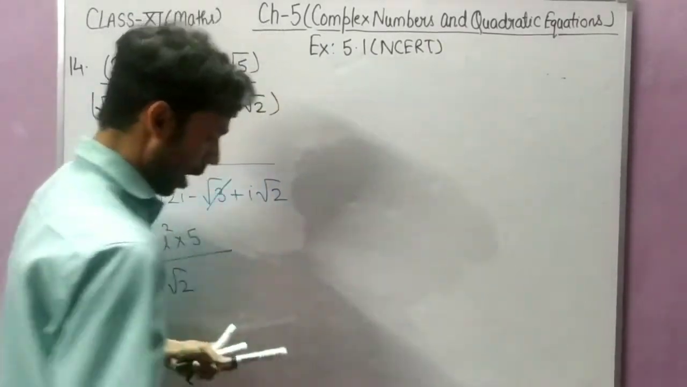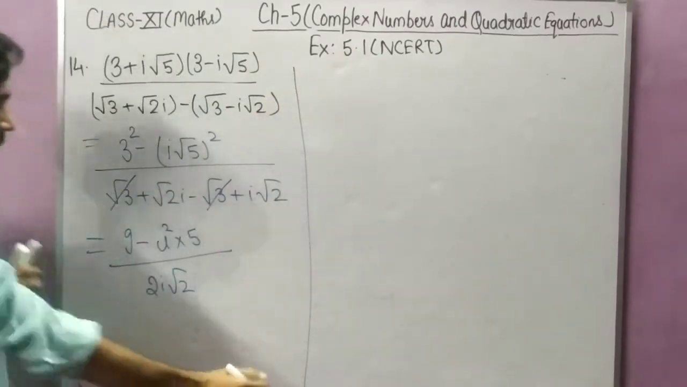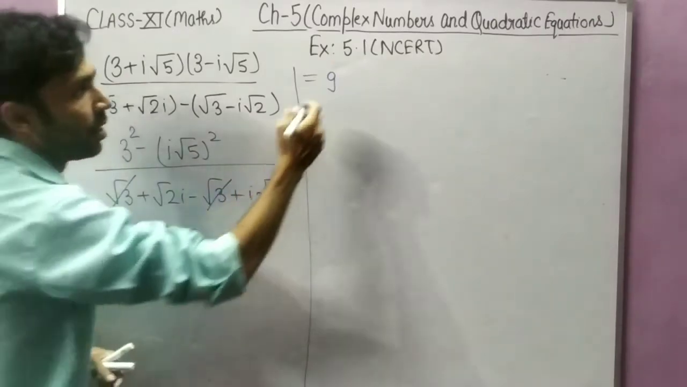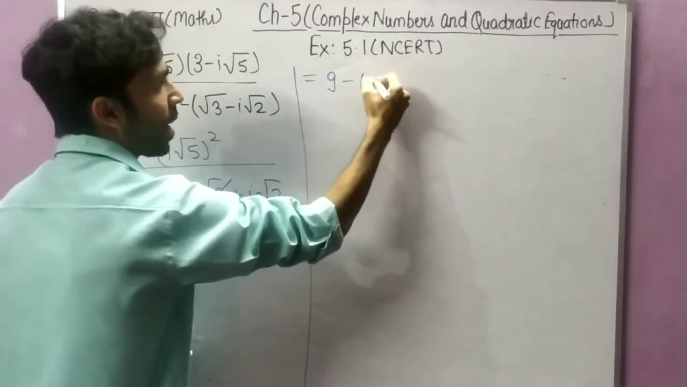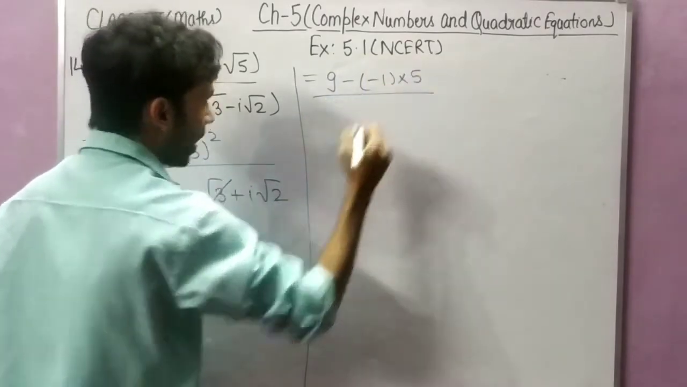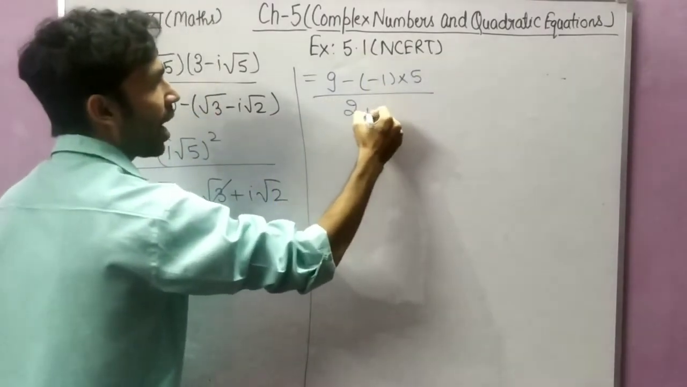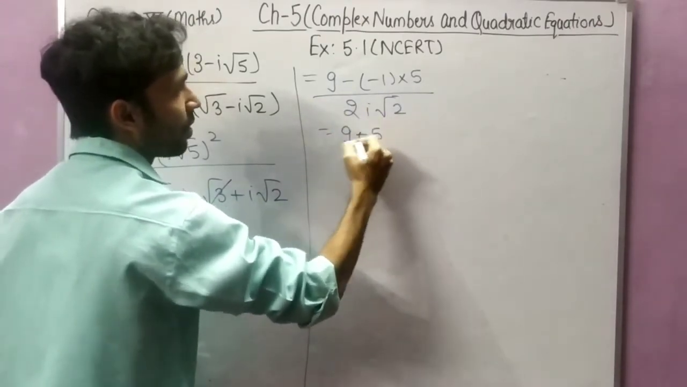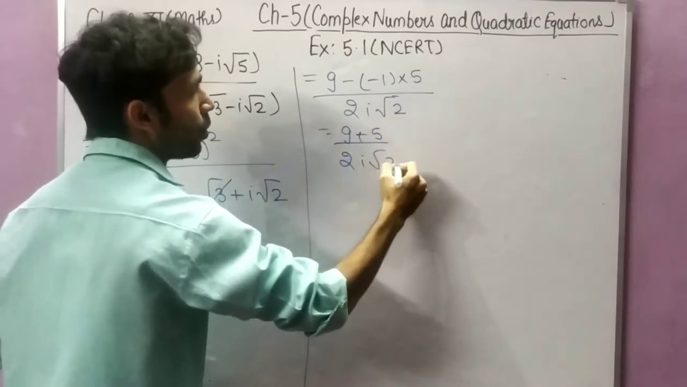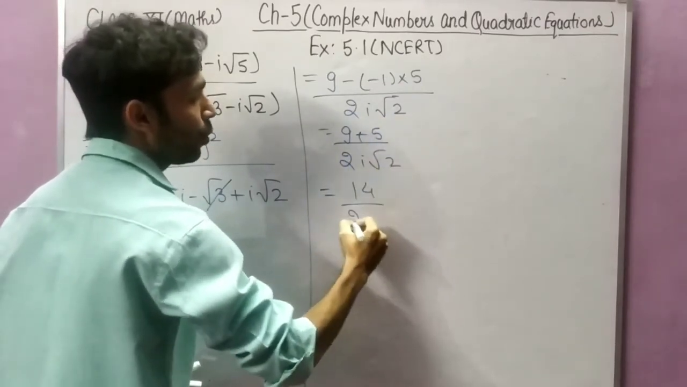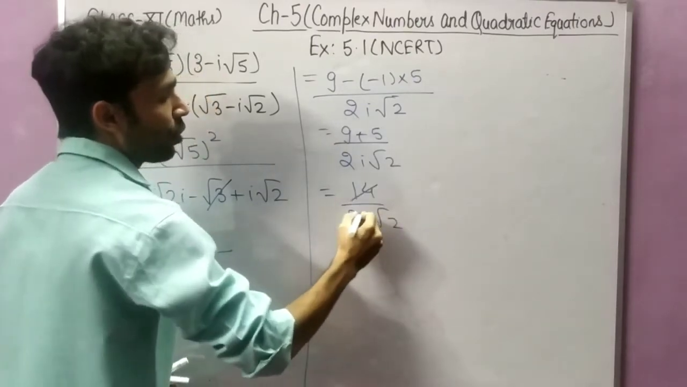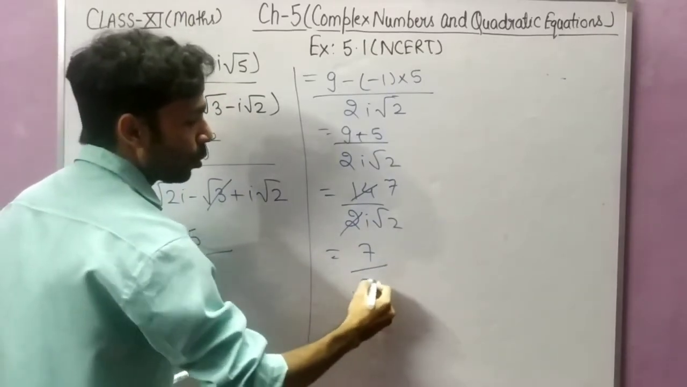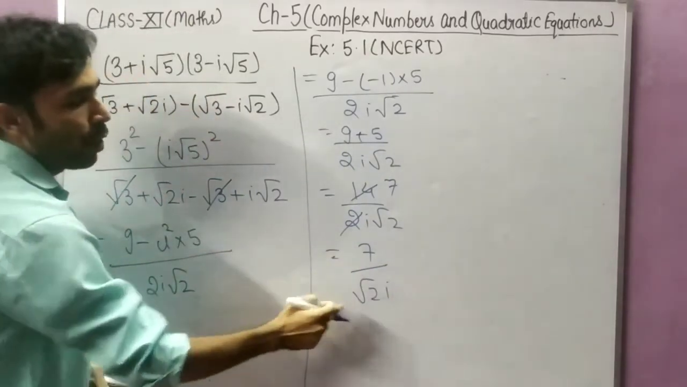Now, after this student, see, here is 9 and the value of i square is minus 1. So minus and minus 1 into 5 divided by 2i root 2. Okay, now see, it will become 9 plus 5 upon 2i root 2. So it will become 14 upon 2i root 2. This 14 will be cancelled by 2, 7 times. So 7 upon root 2 i will come. Okay, 7 upon root 2 i will come.